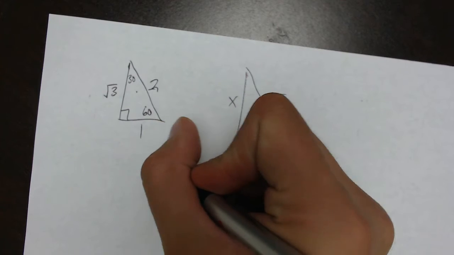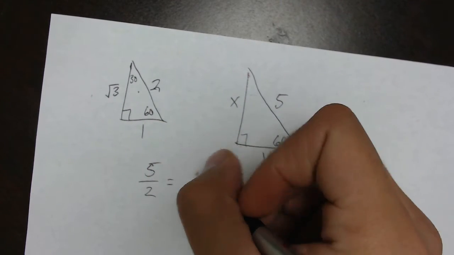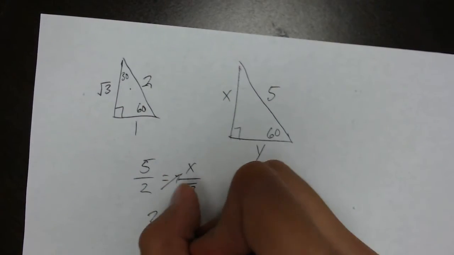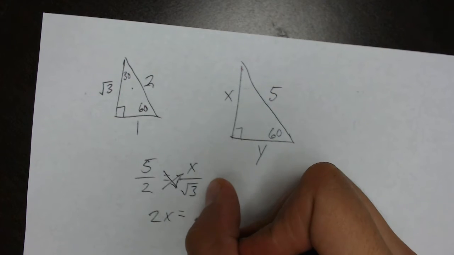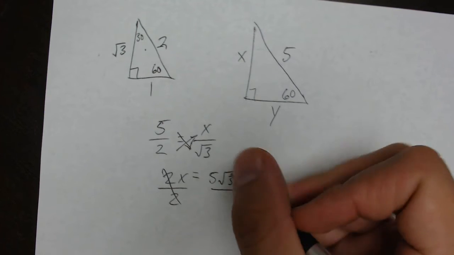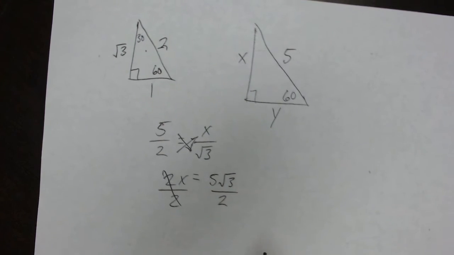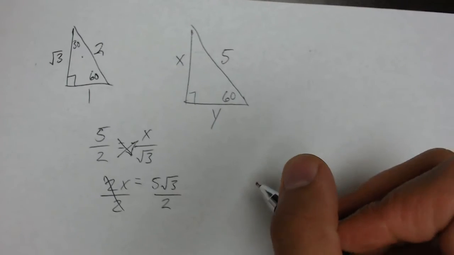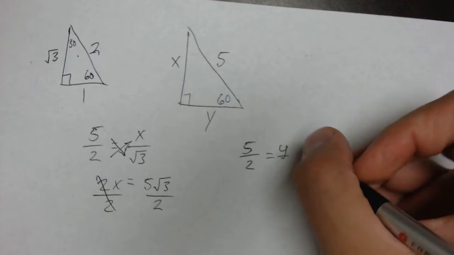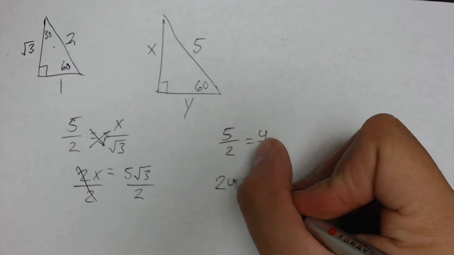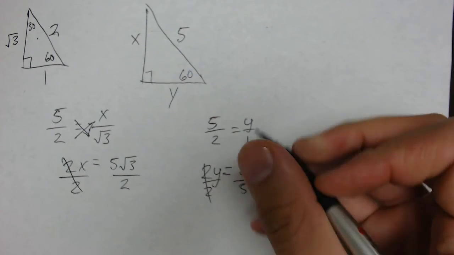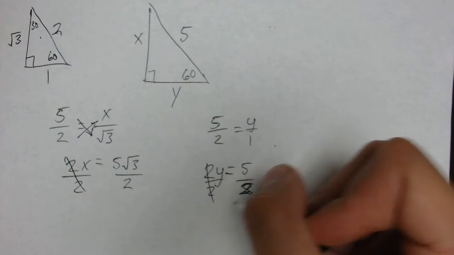We can just do a ratio of 5 to 2 is equal to x over square root of 3. Cross multiply to solve. We get 2x is equal to 5 root 3, which means that x is equal to 5 root 3 over 2. So that's x. Now y, I can do the same thing. 5 is to 2 as y is to 1. Cross multiply to solve. I got 2y is equal to 5. And then that tells me that y, whoops, it's supposed to be 2. So y is equal to 5 over 2.